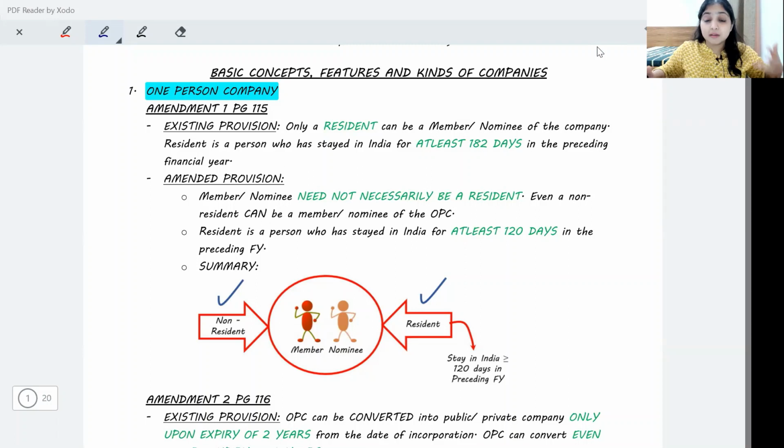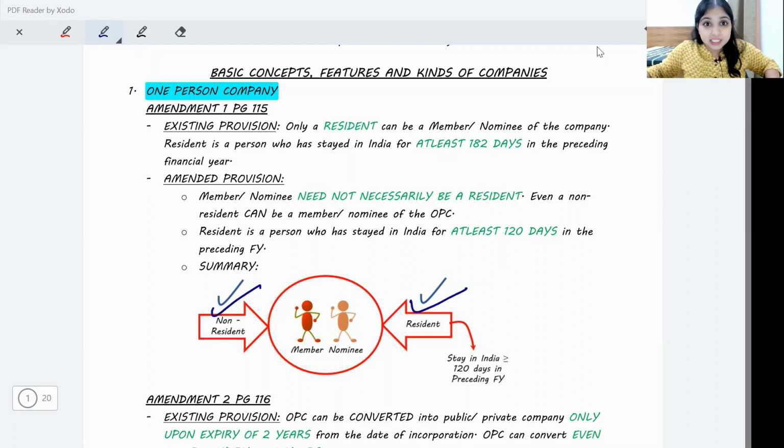In the same manner, there was an earlier provision that only a resident can be appointed as a member or a nominee. But that has been removed. That provision does not exist anymore. As per the latest provision, it is not necessary that the member or nominee should be a resident. They may be a resident, they may not be a resident, doesn't matter.